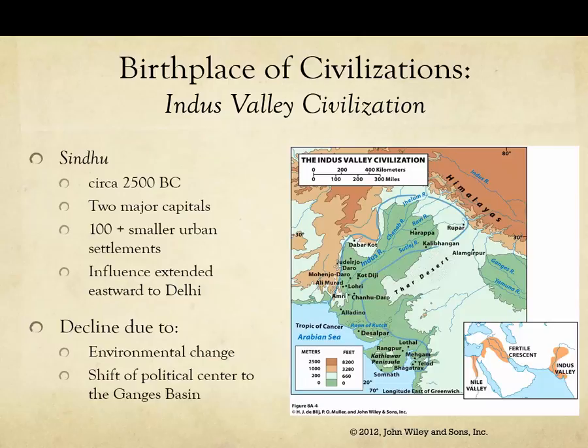We now know that the Ganges Basin was a point in the out-of-Africa migration of early humans, and later on we have the Sindhu around 2500 BCE, which is a similar time frame as the ancient Egyptians and Mesopotamians. The two major cities were Harappa and Mohenjo-Daro, but the civilization did not last because of environmental changes.